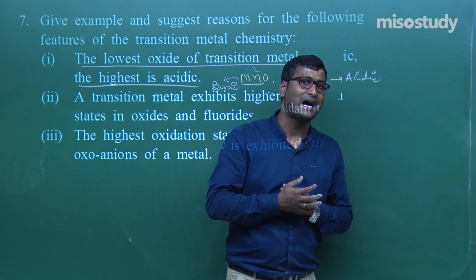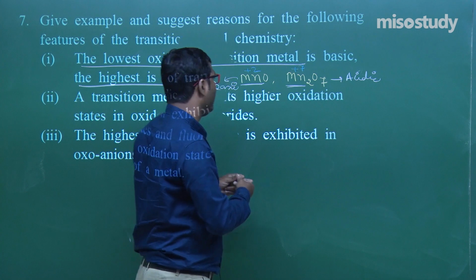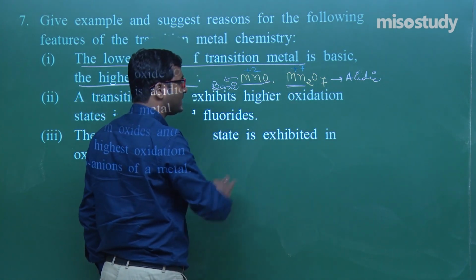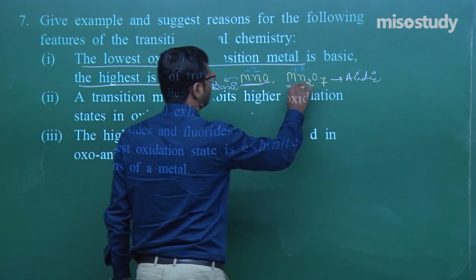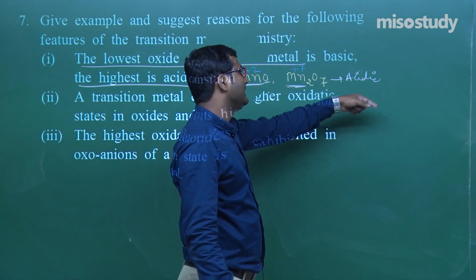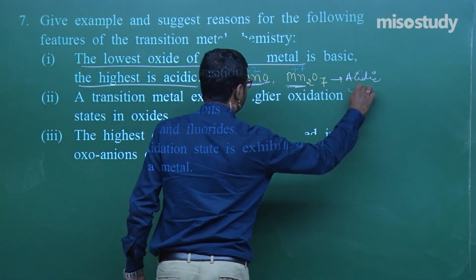Non-metal oxides are acidic in nature, my friend. These are not non-metal. The general trend is, if the percentage of oxygen increases or the oxidation state of the central metal atom increases, then the acidic character increases and basic character decreases. Clear to you, my friend?